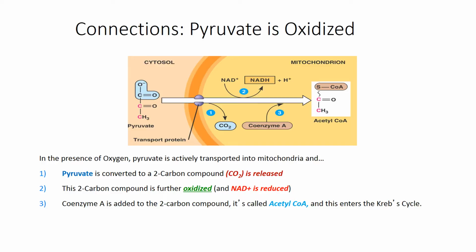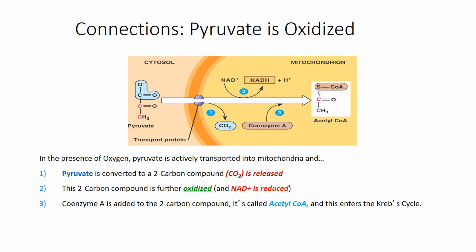And then we are going to oxidize that 2-carbon compound. What does that mean? It means we're going to rip some electrons off of it. Where do those electrons go? They are going to be used to reduce NAD, as you can see in the diagram. An important diagram to know. Finally, our end product of this is going to be acetyl-CoA, which has a lot of potential energy.